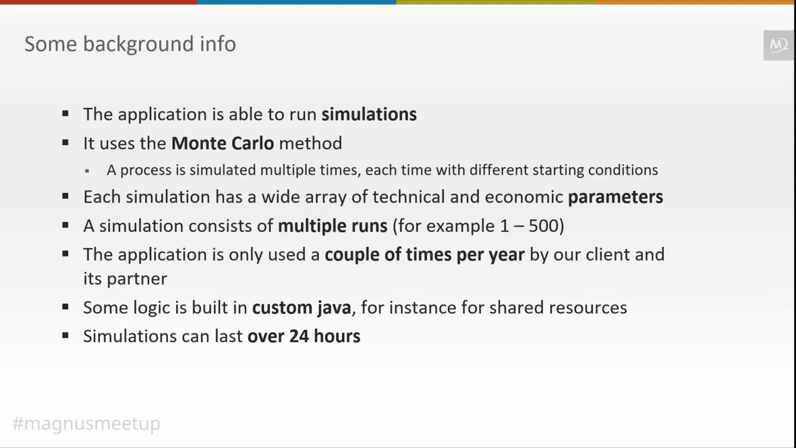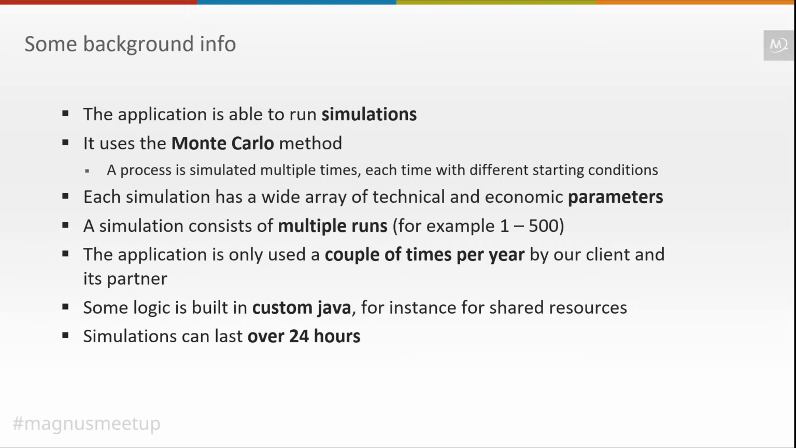First, some background info. It's a simulation application which uses the Monte-Carlo principle, which basically means that you run the same simulation multiple times, but each time with different start conditions. You can set it up with a wide array of different parameters, which could be technical or economic, for instance, prices that can change. When you start a simulation, you can decide how many runs it has, which can go from 1 to 500 or even more.